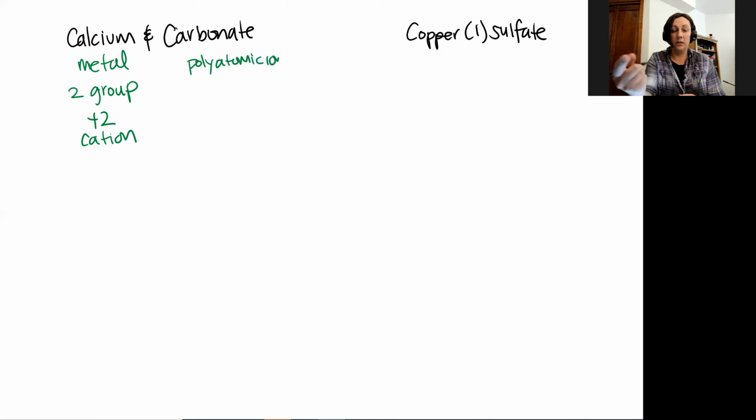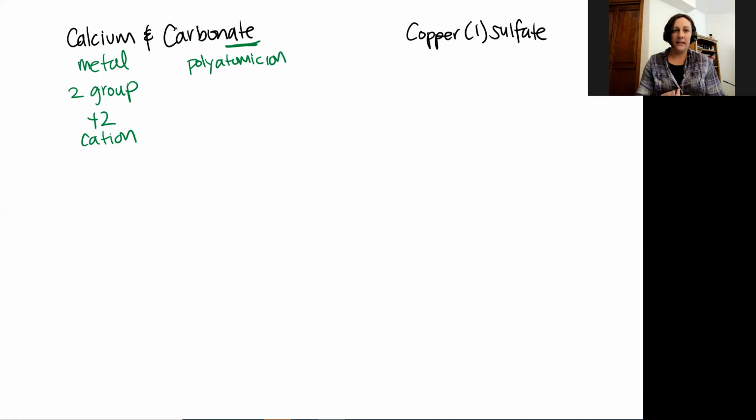Some of the clues of that are the ATE ending on this. It's not carbon, it's not IDE. We always use IDE for the anions that are monoatomic. Like if carbon was an anion, it would be carbide rather than carbonate.